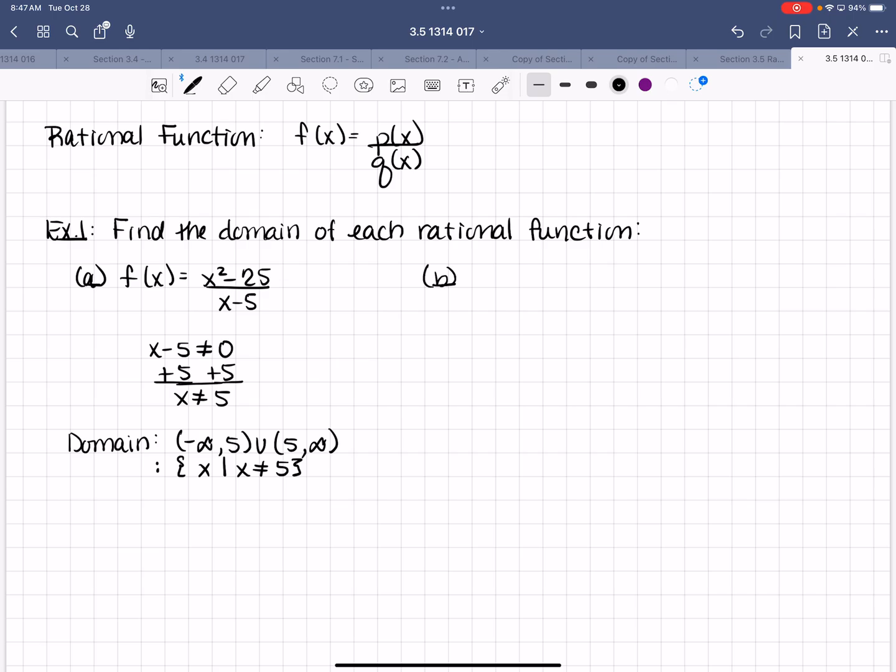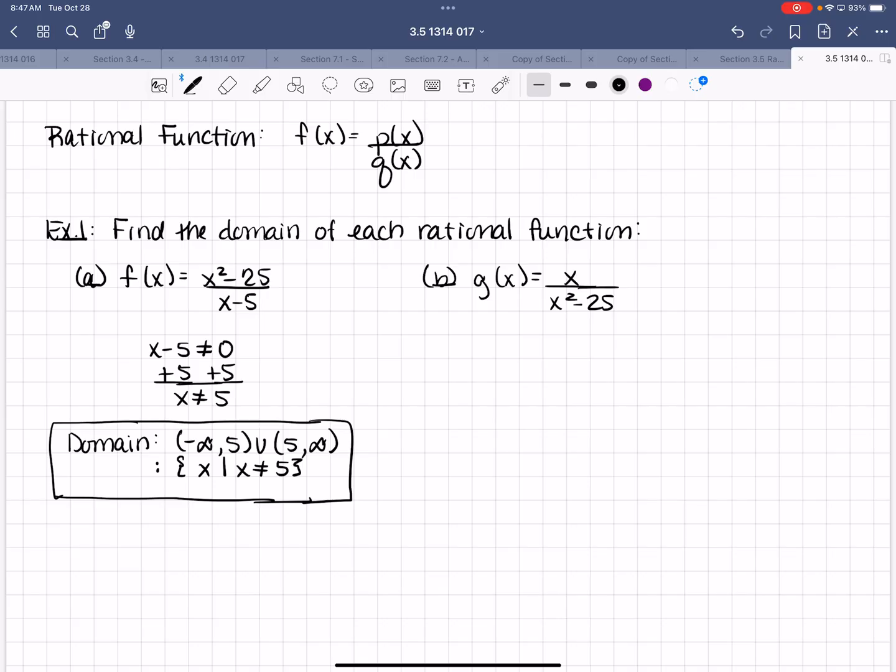B, so that's my domain for A. B, we have g of x equals x over x squared minus 25. We start with our same old question of, is x in the denominator? Yes, it is. So that means that x squared minus 25 cannot equal 0. Okay, we're going to get x by itself. I'm going to add 25 to both sides. That gives me x squared cannot equal 25.